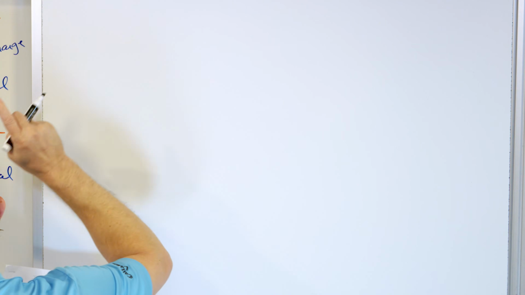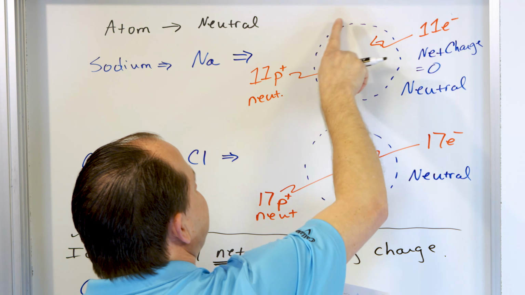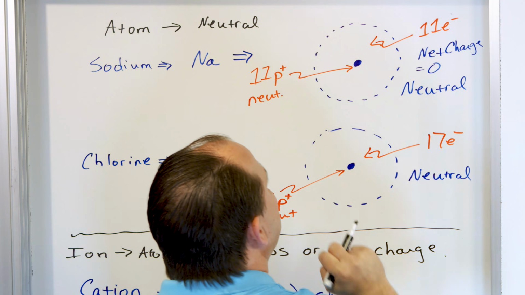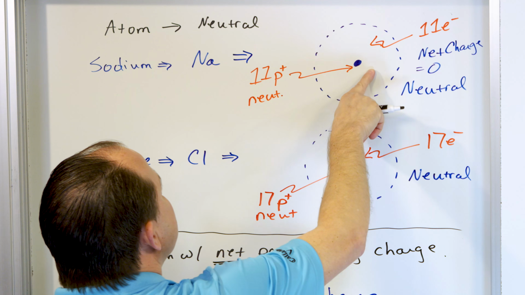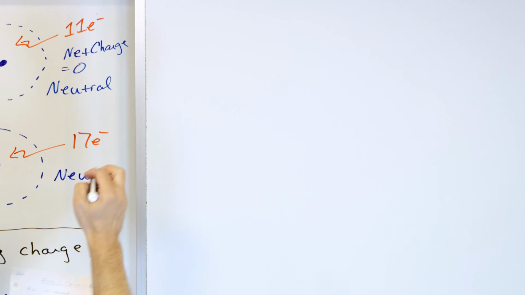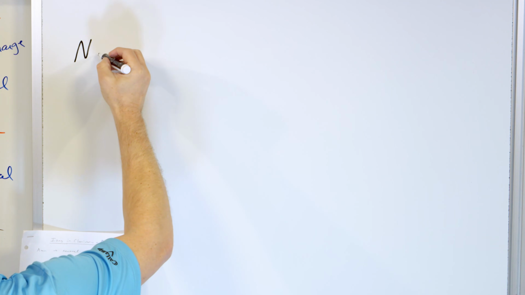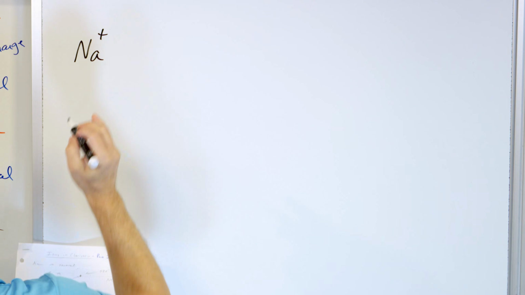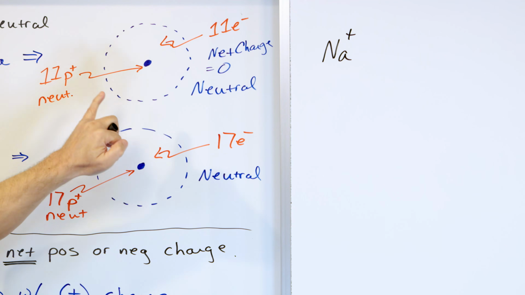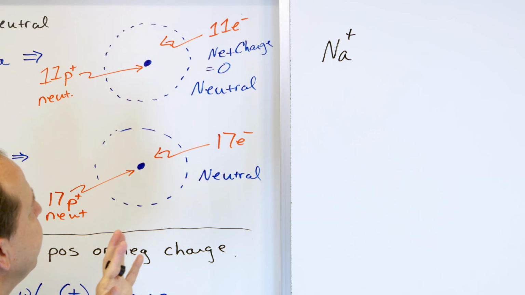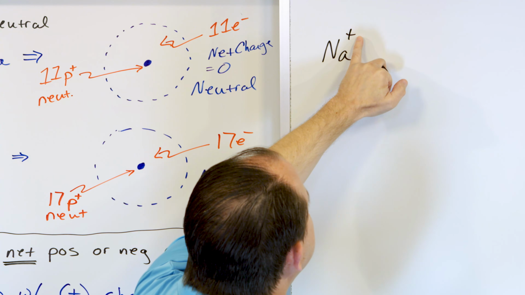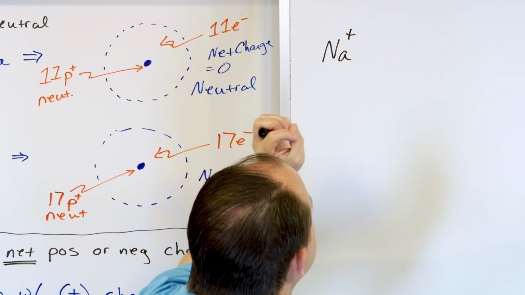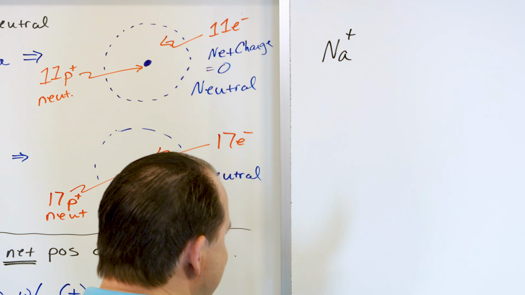So if we have this situation and we take an electron away from this, then we have what we call a positive sodium ion. The way you write that is Na, and you put a plus sign there, just like we have the protons, P plus and E minus as a superscript. You write it as plus, and this means implied +1. That means it has a charge of +1. How do we do that?